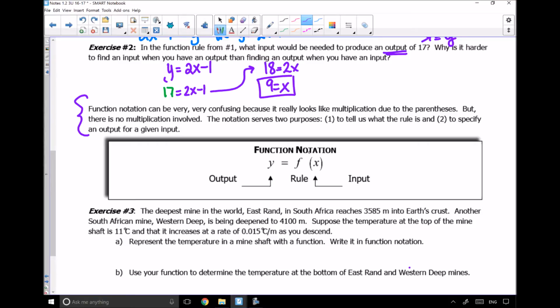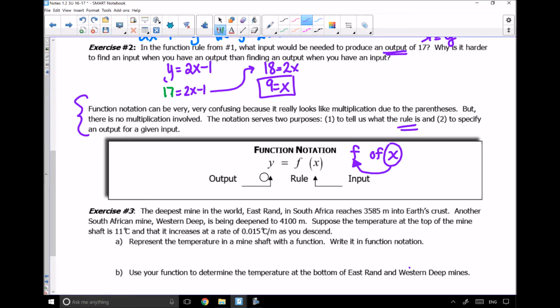So essentially, this is your function notation. And the way that we say this notation is we don't say f times x. Remember, it's not multiplication. We say f of x. And remember, what it's doing is telling us what the rule is. So this f is telling us the rule, and then the x is the input. So this is saying you take an input x, you plug it into some type of rule, some type of function, and you end up getting an output, which is your y. Okay, that's what function notation is telling you.